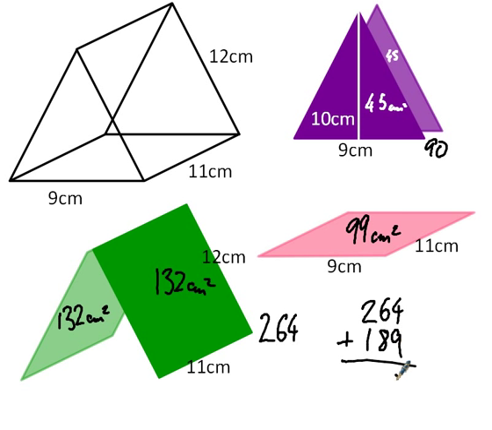So if I do 264 add 189, I'll get my total surface area. 9 plus 4 is 13, 15, 453 square centimeters. That's the total surface area of that triangular prism.